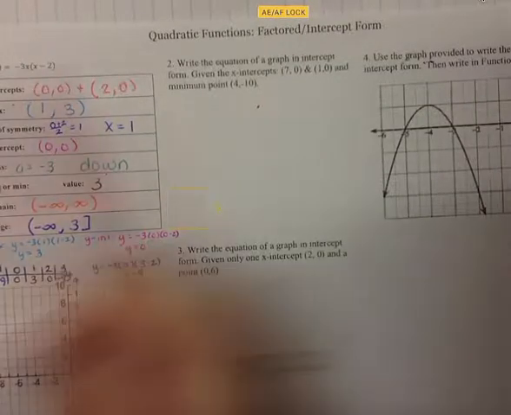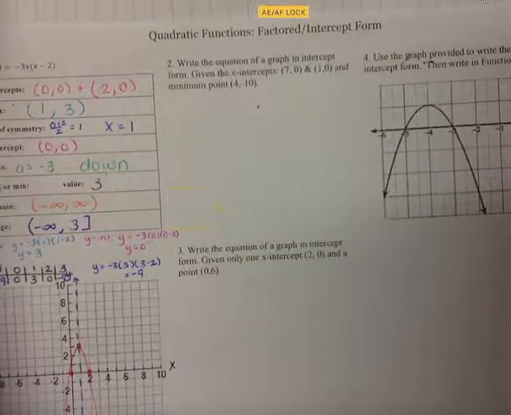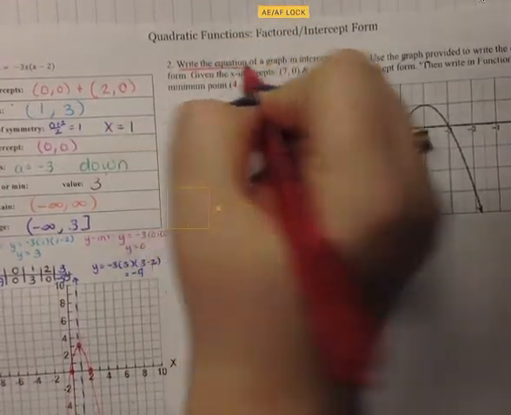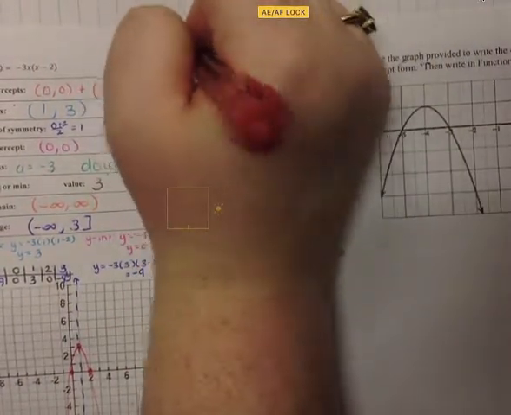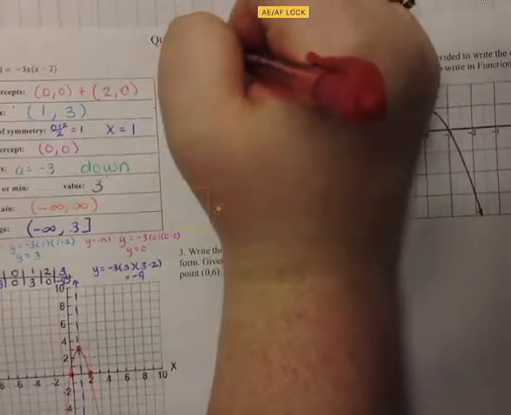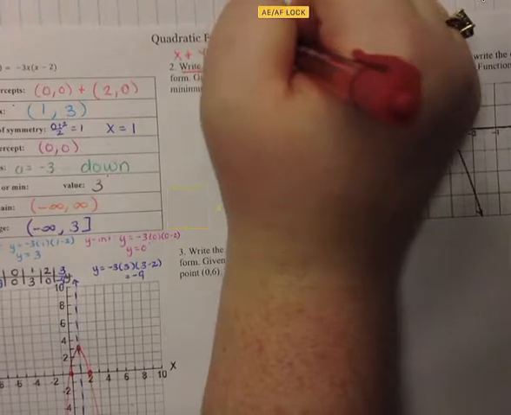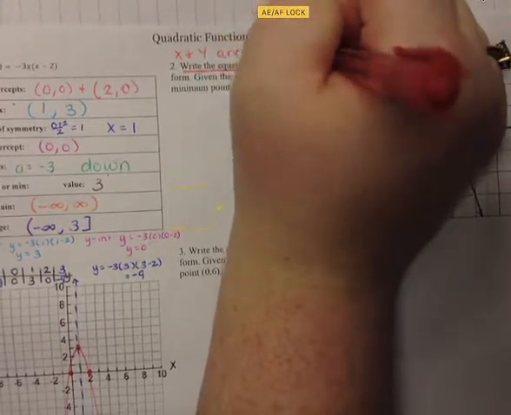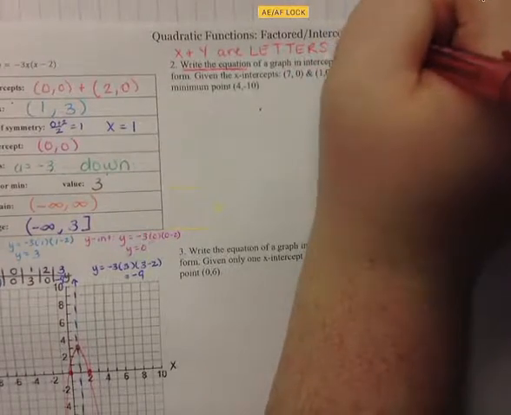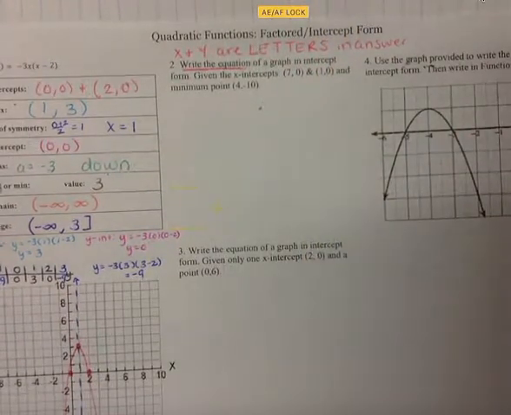So if we think about it, factored intercept form, we want to write the equation. That means when we write an equation, x and y in our answer are letters. So our letters in the answer. Okay? They are letters in the answer.